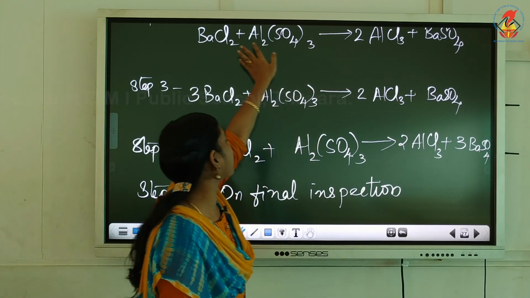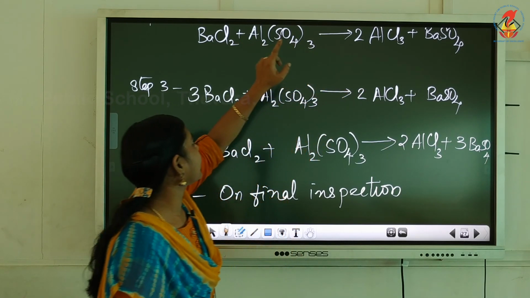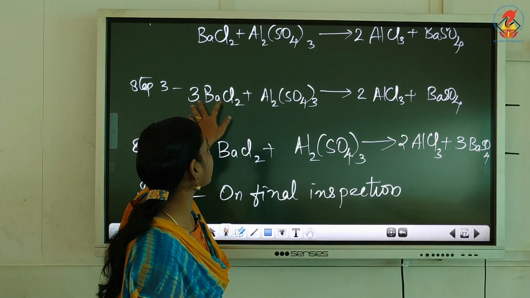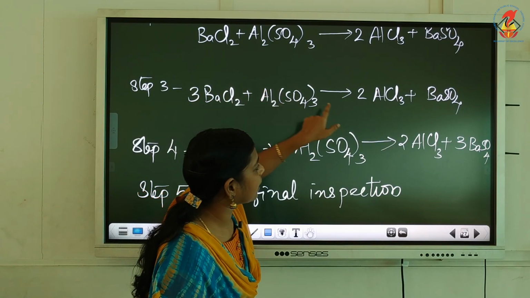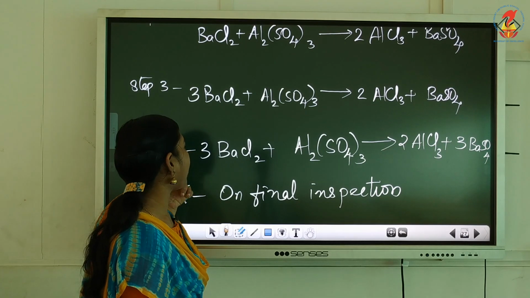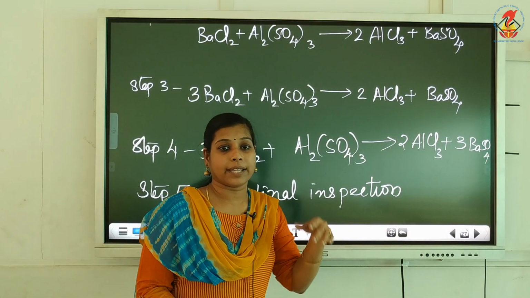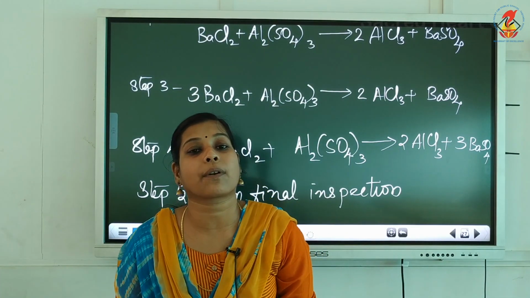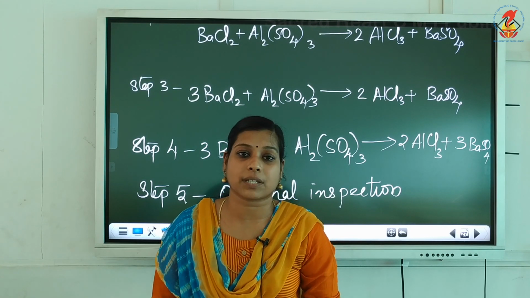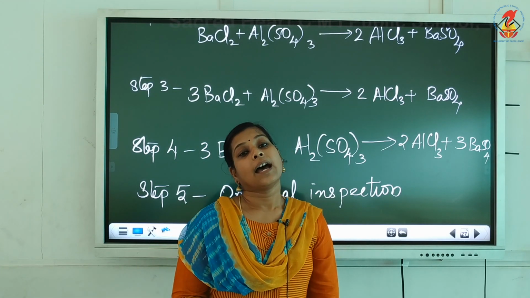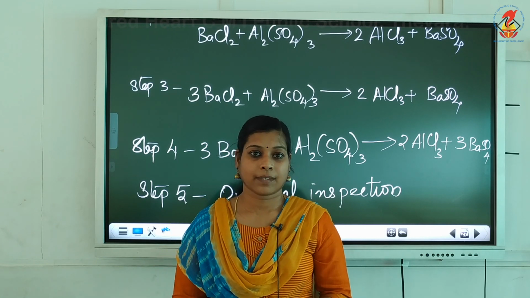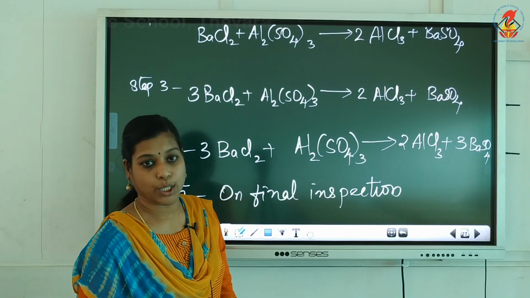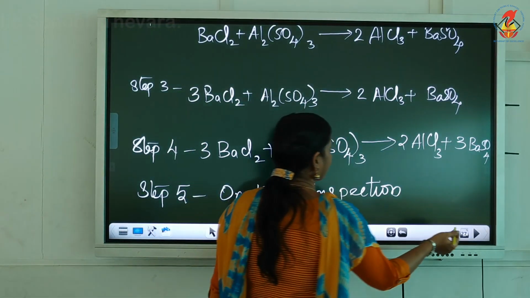We equated it by multiplying 2 on the right side, and then automatically the number of chlorine changed, so we equated the number of chlorine. At that time the number of barium changed, which we equated in the next step, and finally we could observe that the complete equation is balanced. So we write the conclusion on final inspection: the number of atoms of different elements on both sides of the equation are found equal, hence the equation is balanced. Got it clear? These are the steps of balancing a chemical equation. Now we can see one more example.